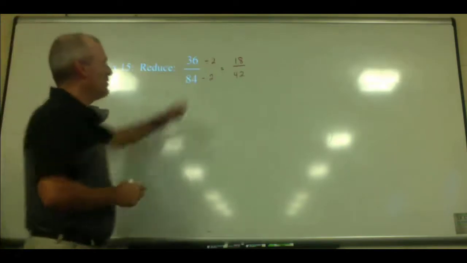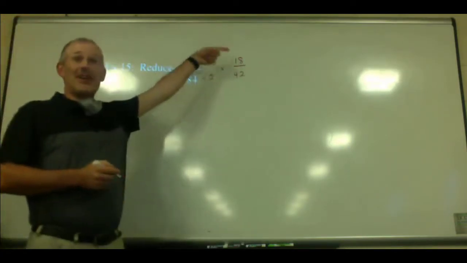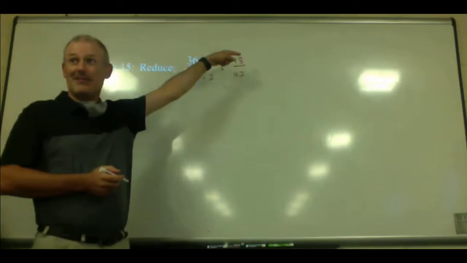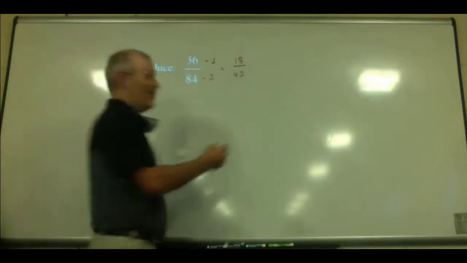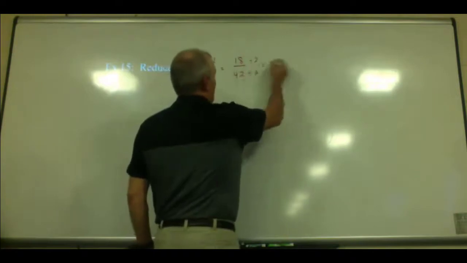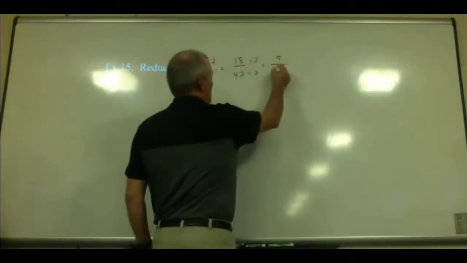Okay, so 18 and 42. Can we think of something else that divides into both of those? Doesn't 2 work again? Right? Because you can keep going, sure, as many times as you want, as long as it goes into both. So this would be 9 and this would be 21.